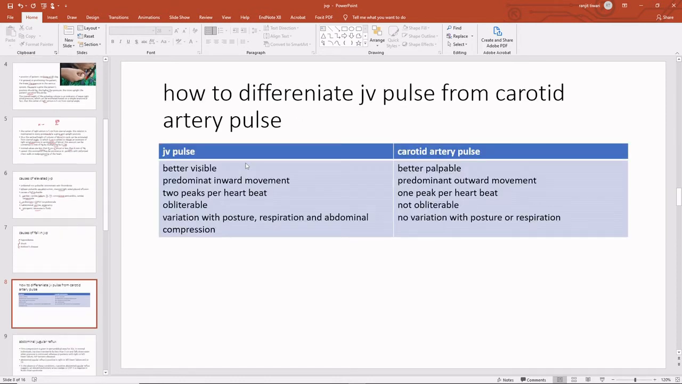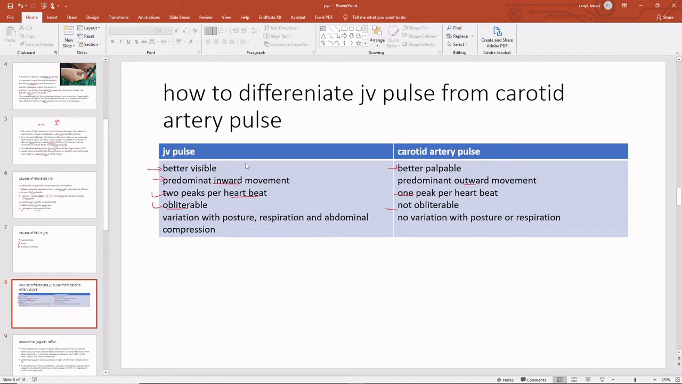Okay, so how to differentiate JVP pulse from carotid artery pulse? In the previous video I already told you there are two peaks per cardiac cycle in the JV pulse, but one peak per heartbeat in the carotid. Another point is, if you press, the JVP pulse is obliterable, but the carotid artery pulse is not obliterable. It is better visible, but the carotid is better palpable. And there is predominant inward movement in the JV pulse.